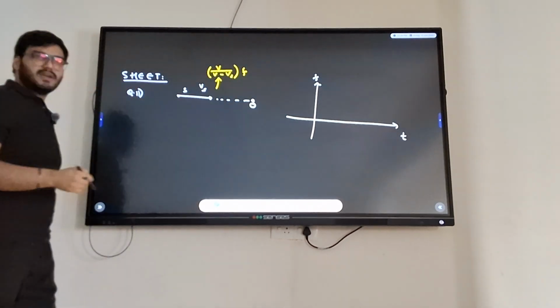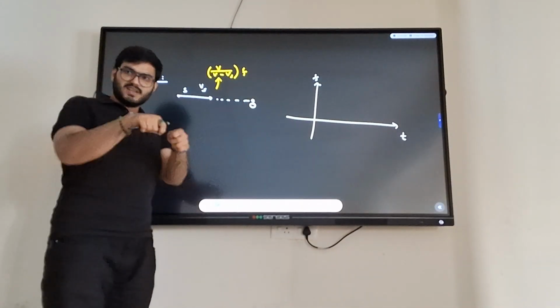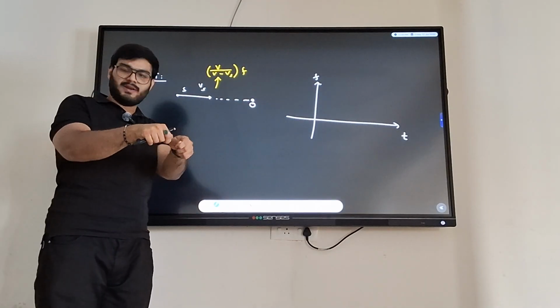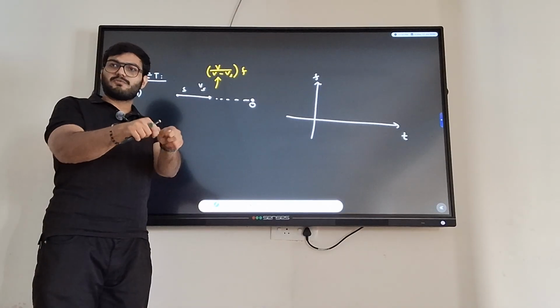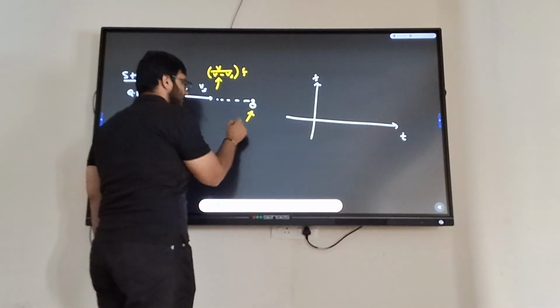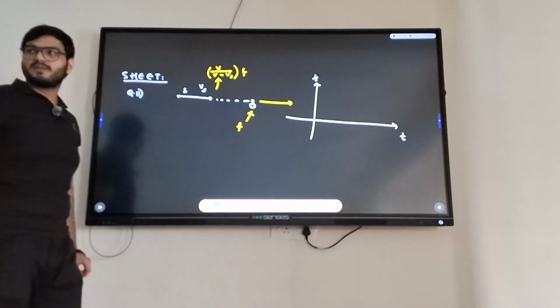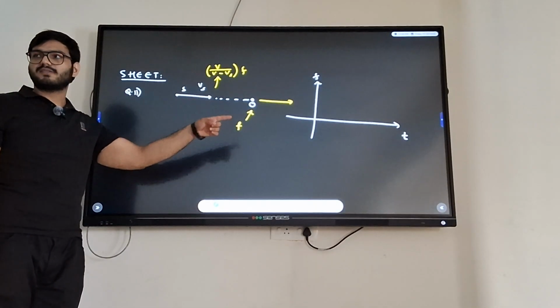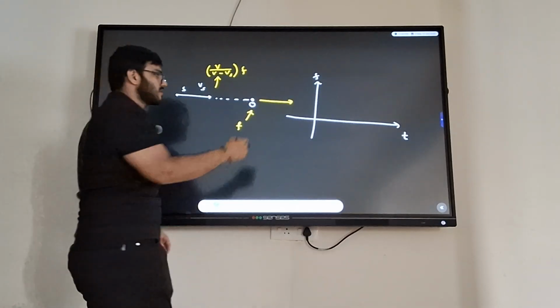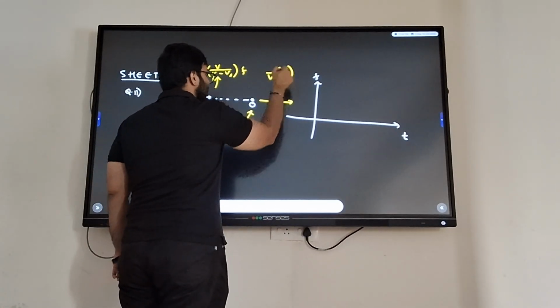Yes or no? And at the instant when the source is just at the point of the observer or maybe near to it, at that instant what is the frequency heard? That's F. At that instant it will be F. And when it goes away from the observer, then what will be the frequency? V by V plus Vs into F, na? As it goes away.